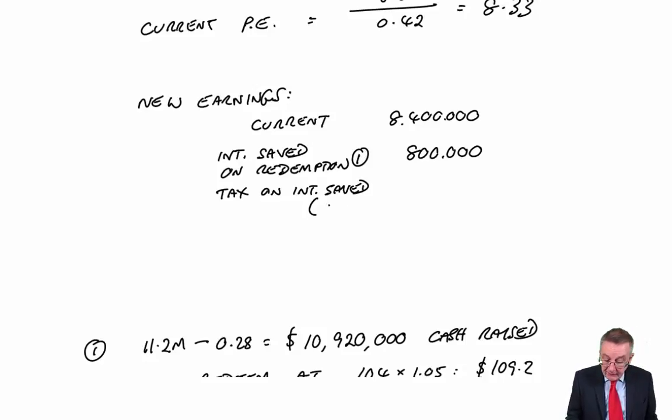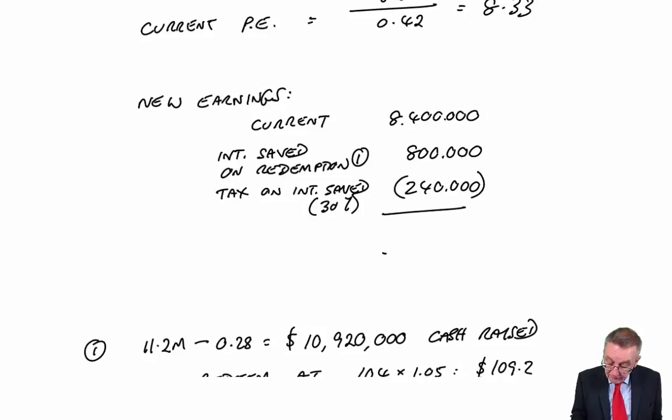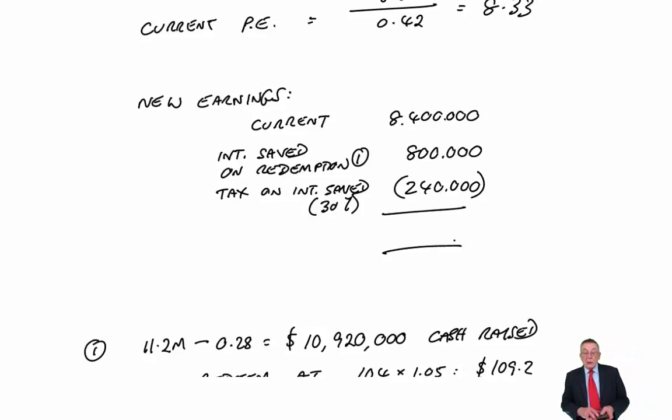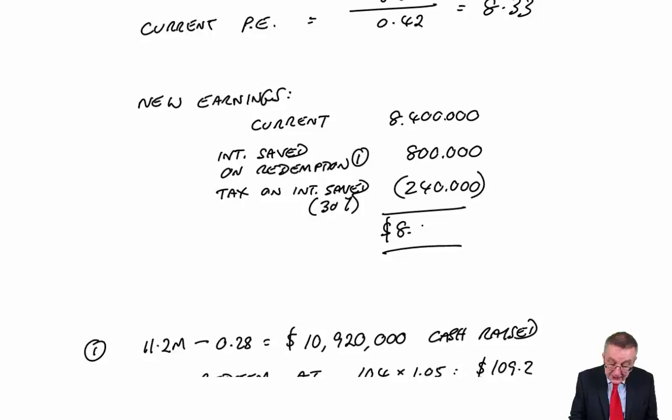The tax rate, at the very end of the question, is 30%, which gives 240,000. And so the new earnings will be 8.4 million. Oh dear, what am I doing? I hope I'm right. I get 8,960, so 8.96 million.